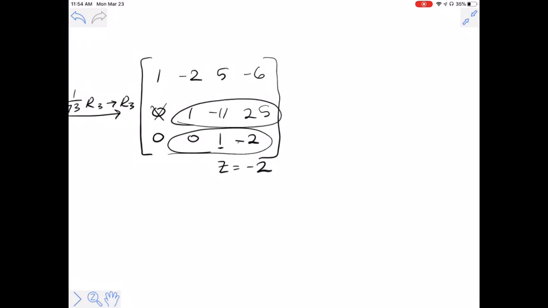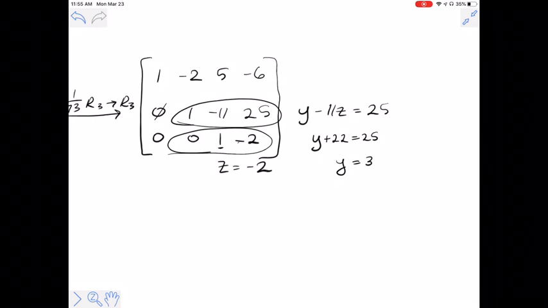There's no x variable because there's a 0 coefficient, but we have y minus 11z equals 25. This negative 11 is a coefficient for z. Now we know that z equals negative 2. So if we multiply that negative 11 by negative 2, we're going to get y plus 22 equals 25. If we now subtract 22, we get y equals 3.